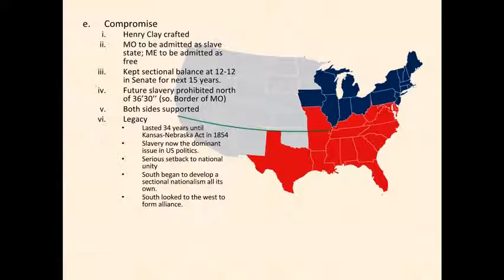And like I said, the South began to develop a sectional nationalism all of its own. So the South was their own little group. They were away from the North. They wanted to keep slavery. So they had their own individual thoughts about what should happen. And the South looked to the West to form more alliances as well in order to emphasize their thoughts and what they thought should be policy.